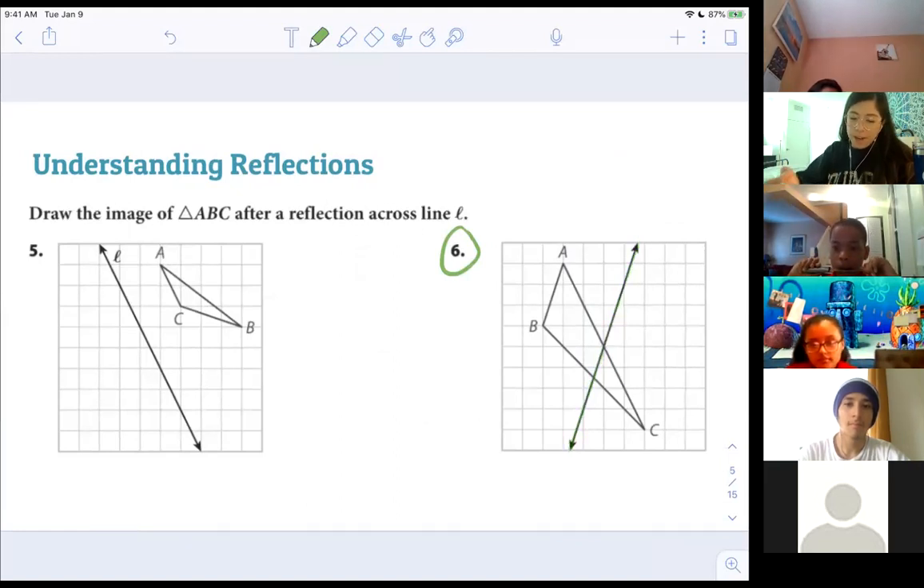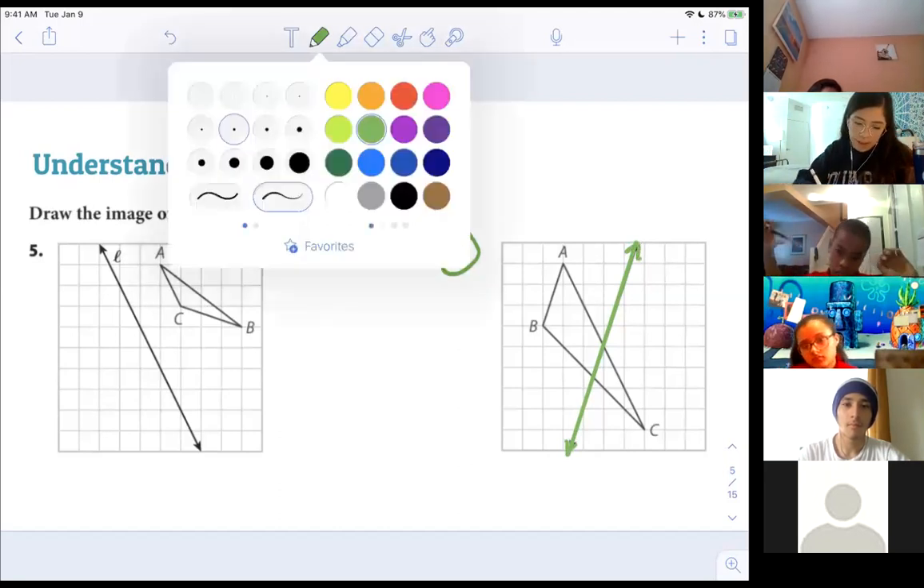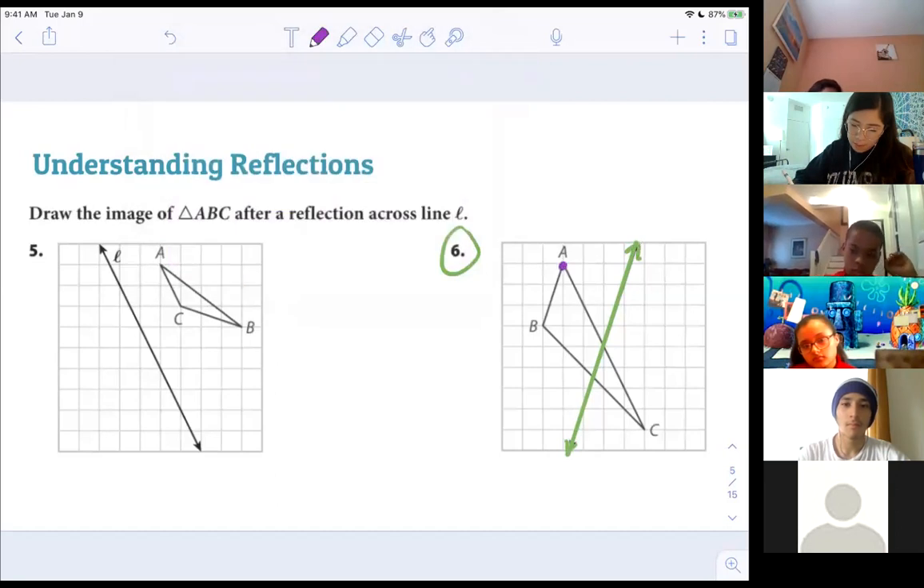So when I reflect the shape over this line, it's going to look a little different than the ones we've been doing, because now some points are going to go to the other side and other points are going to go over to the other side. So basically, what do you guys think? Point A and point B, they're going to end up where?